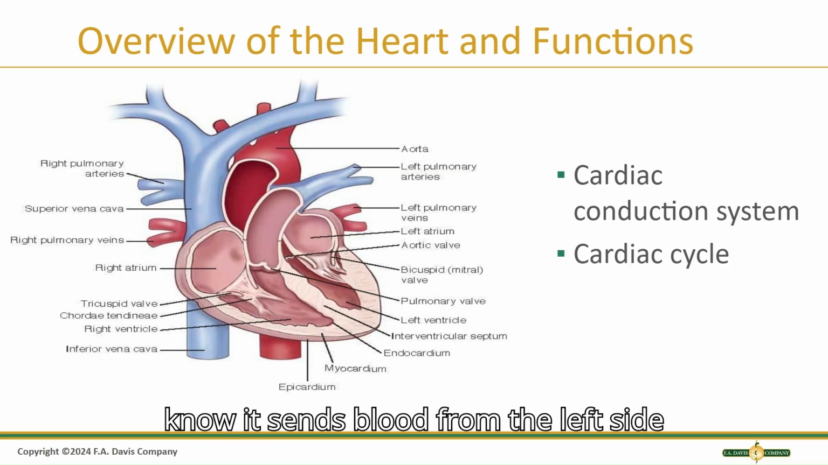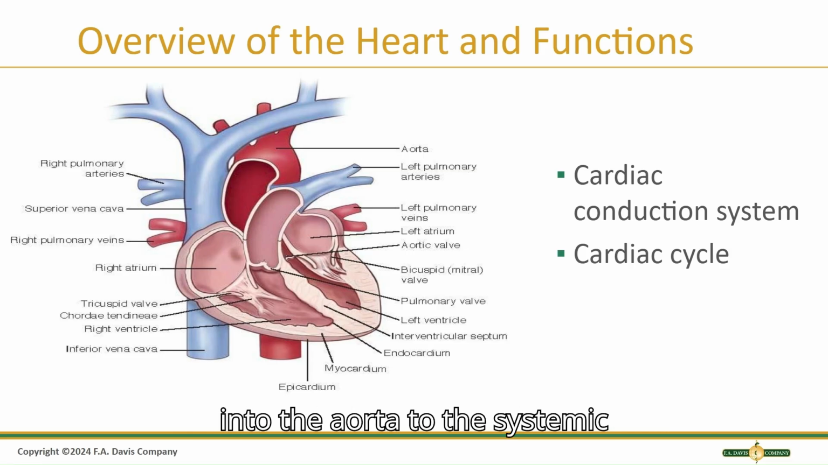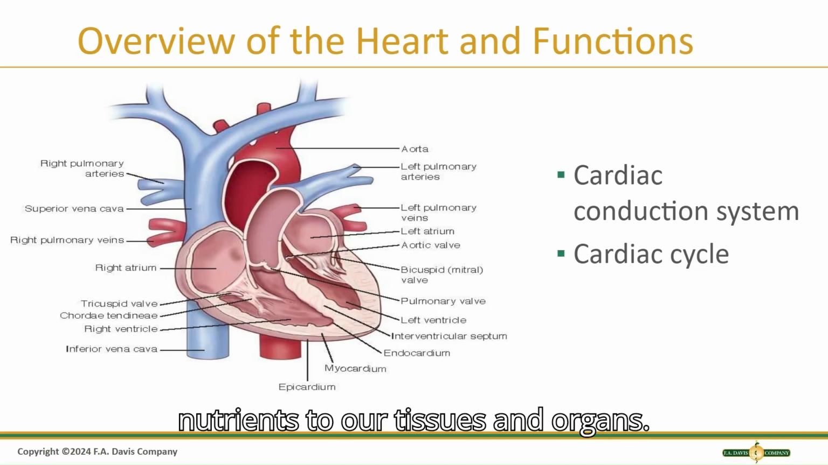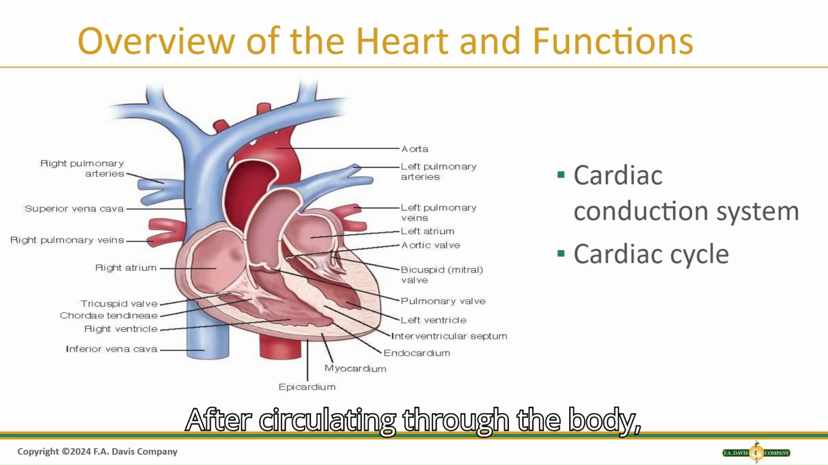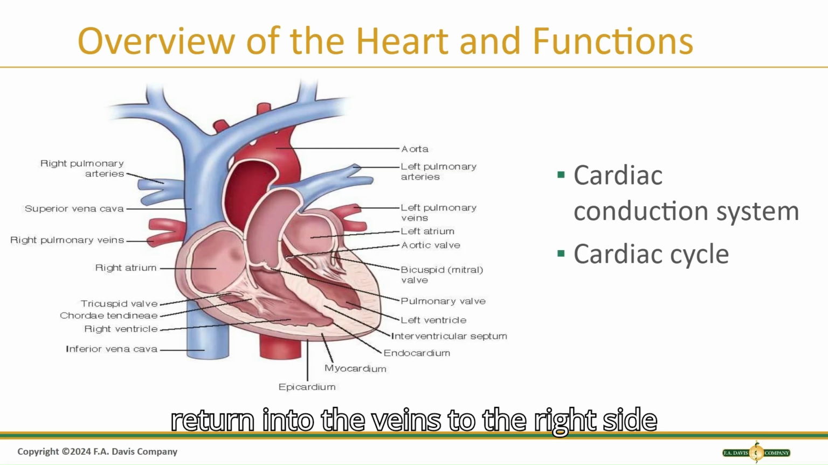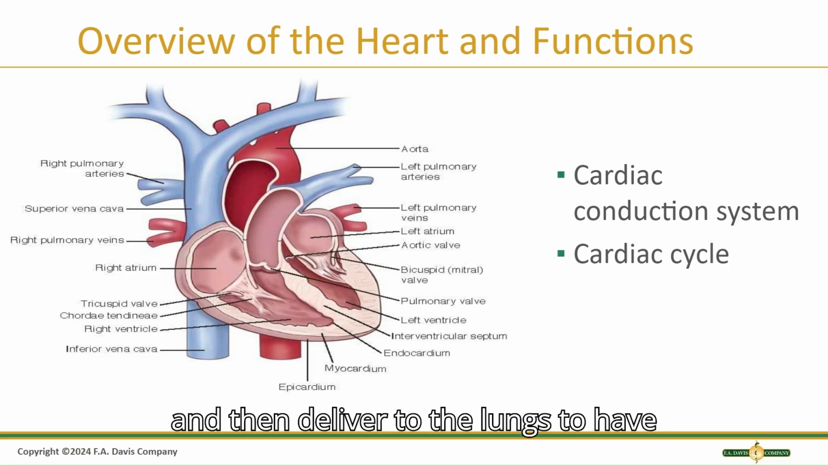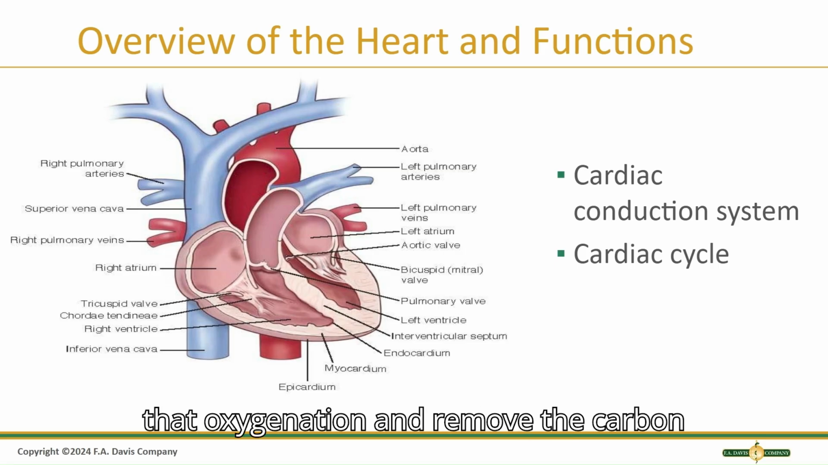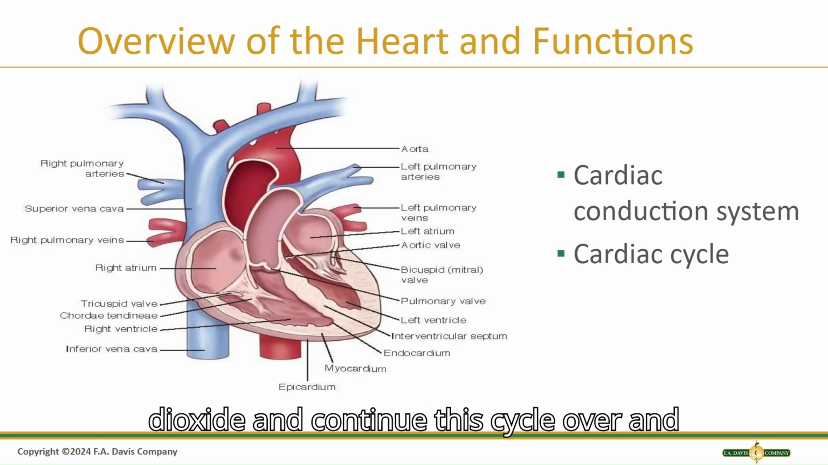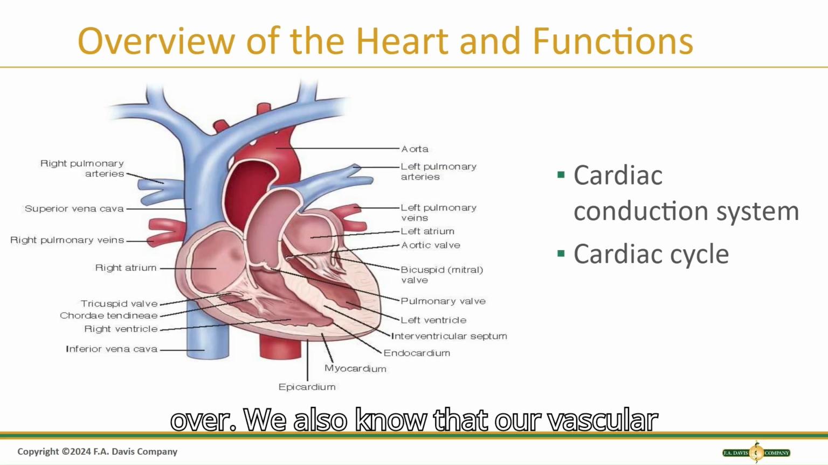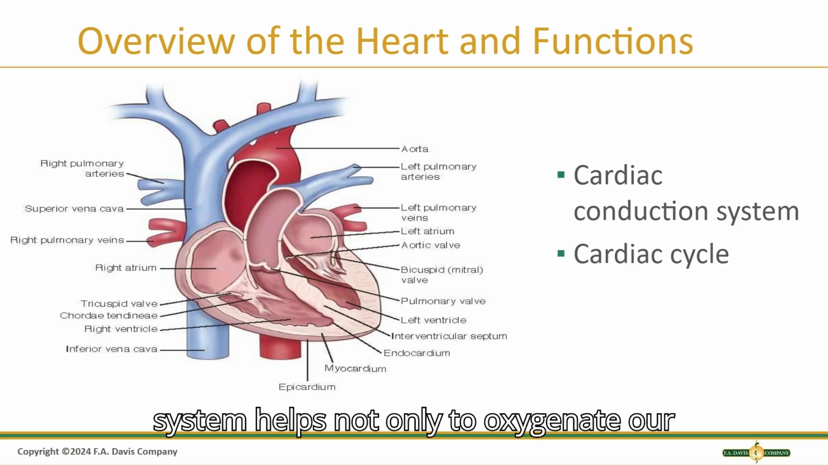We know it sends blood from the left side into the aorta to the systemic circulation, providing oxygen and nutrients to our tissues and organs. After circulating through the body, through the capillaries, it'll then return into the veins to the right side and then deliver to the lungs to have that oxygenation and remove the carbon dioxide and continue this cycle over and over.